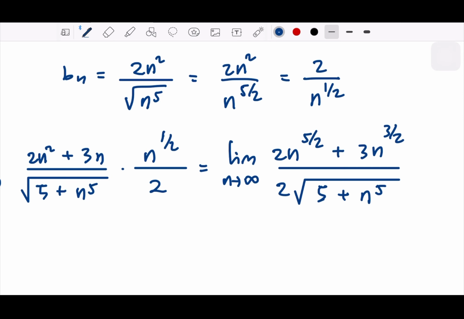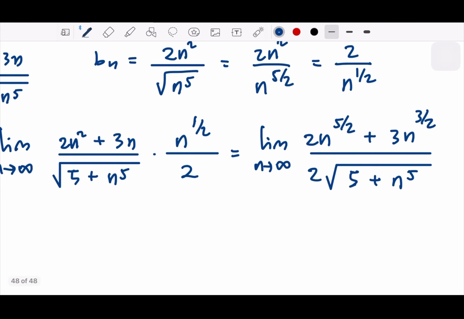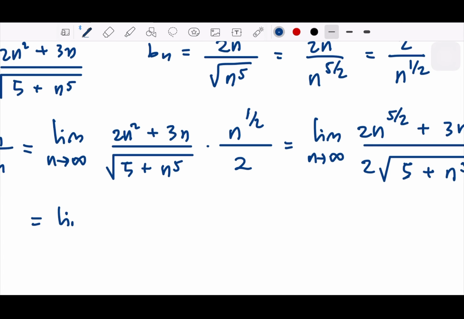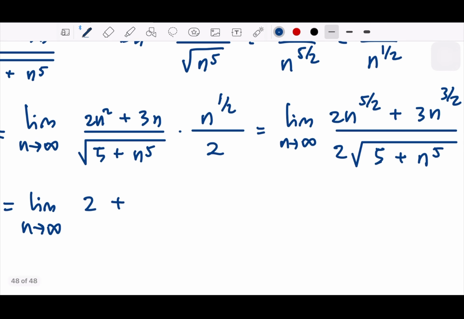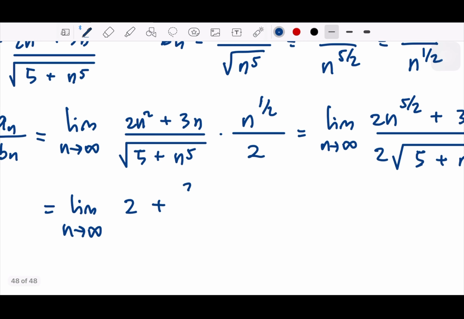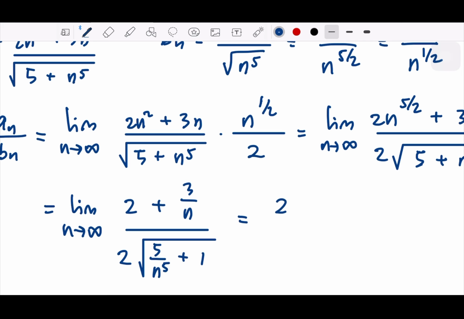So we will have three over n, and then 2. This is 5 and 5 plus 1. Or this will be equal with 2. And this will be 2 square root of 1, or we can have 1. So this 1 is positive.